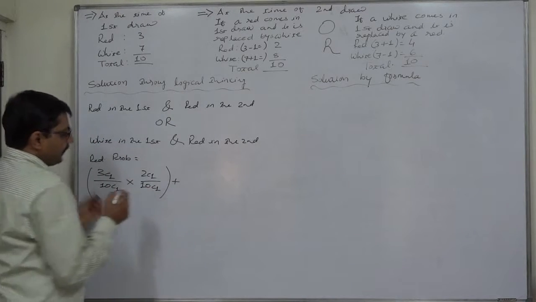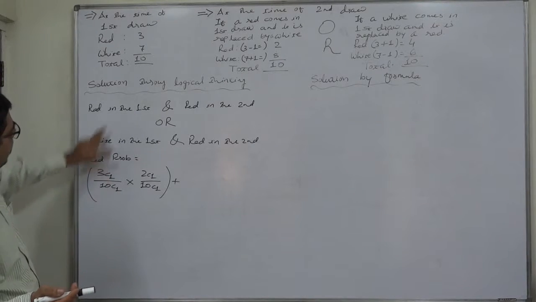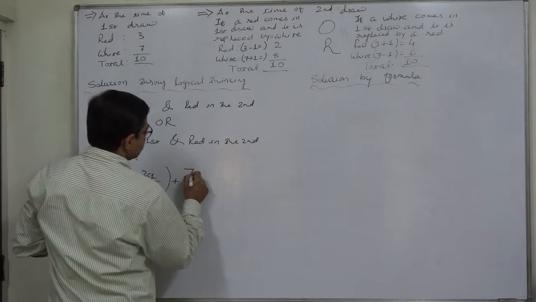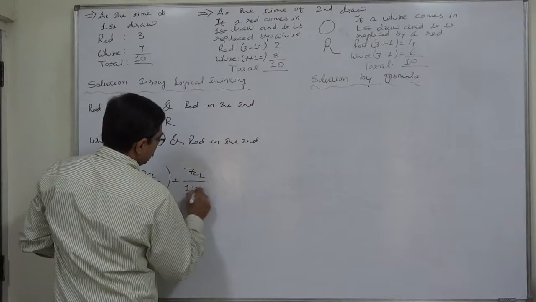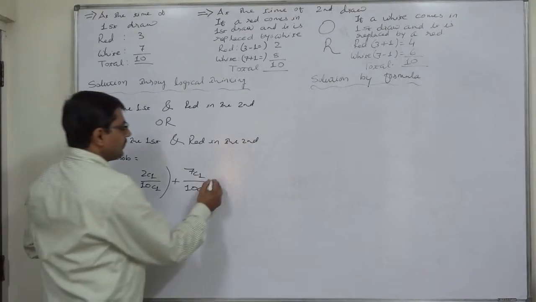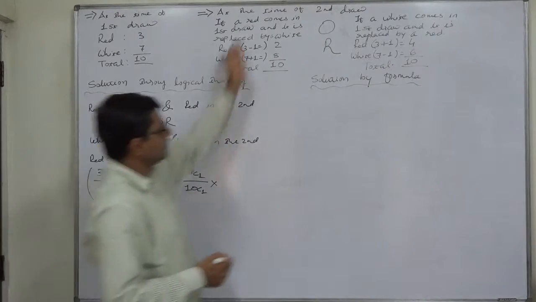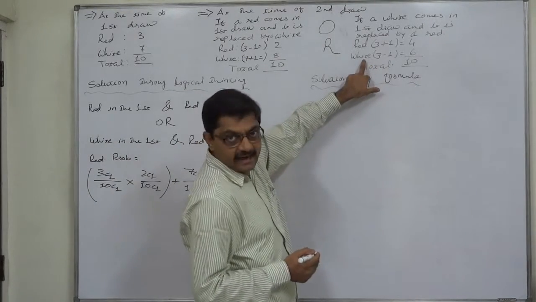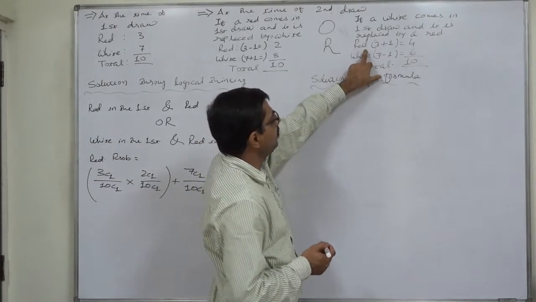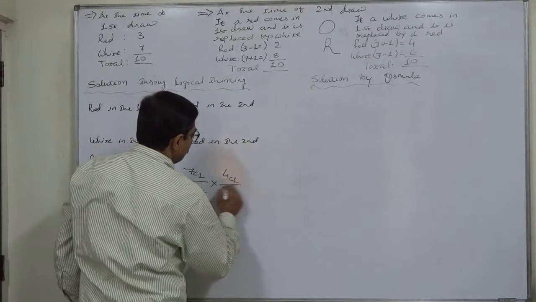But what if a white ball is drawn in the first draw? Probability of drawing white ball in the first draw is 7C1 upon 10C1, because there are total 10 balls. And now what happens? A white ball is drawn in the first draw and it is replaced by red. So at the time of second draw, red will be now 4 instead of 3. 4C1 upon 10C1.